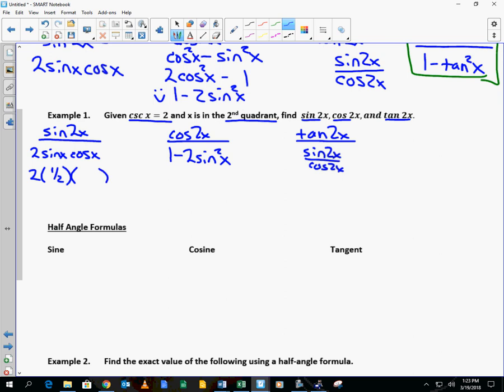Now I just need cosine of x. So cosecant of x was equal to 2. Sine of x is then equal to 1/2. How will I find cosine of x?